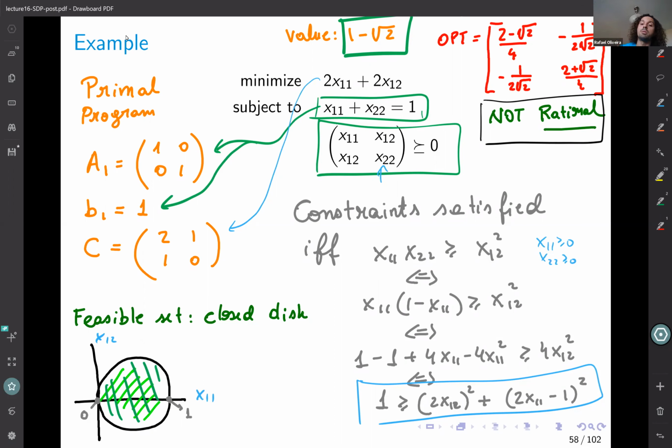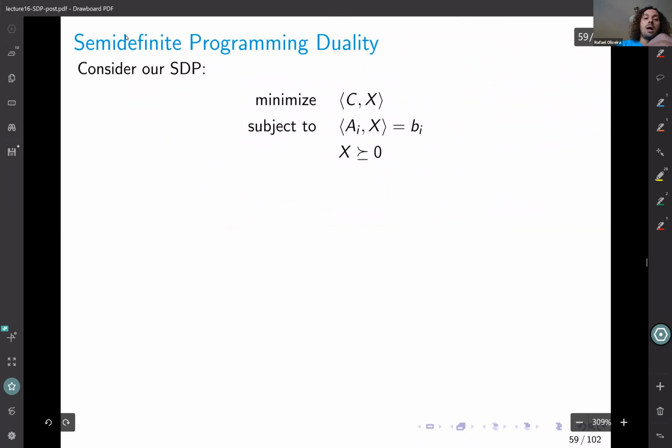but if you're doing optimization, you really want bit complexity, right? And therefore, to solve an SDP, you only want to find approximate solutions. So this is an example of another subtlety of semi-definite programs. And now let's talk about duality, since we already saw a lot of subtleties of semi-definite programming.